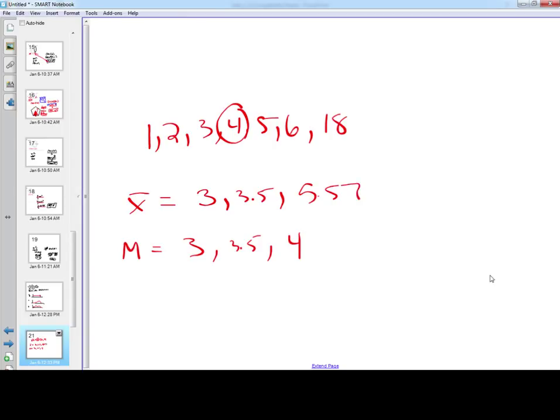Was it affected a lot? It was affected some. I mean, that's a big jump, isn't it? The median jumped half a point. How much did the mean jump? About 2.5 almost, huh? But let's change this number to 100 and see how that changes it. Okay, so here's my 100. Does that even affect my median over here? If I went from 18 to 100? No, it would still be 4.